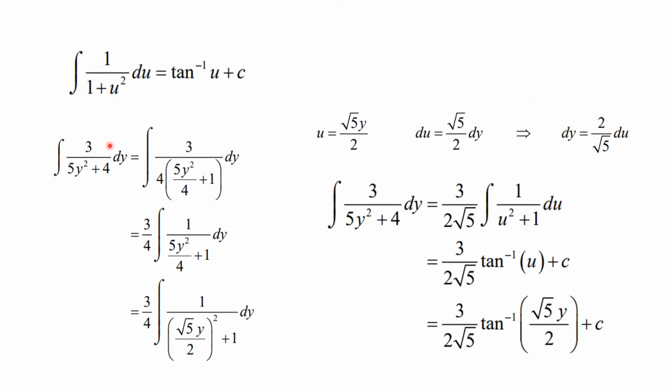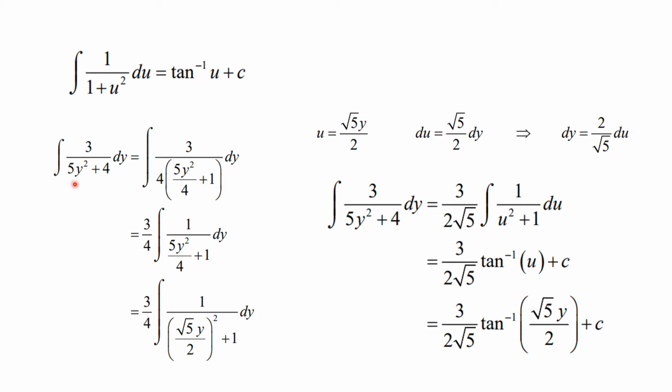This one is a little bit different. You had to recognize the pattern. You had to recall that the derivative of the arctangent of u is 1 over 1 plus u squared times du dx. So that means the integral form of that is the indefinite integral of 1 over 1 plus u squared du is equal to the arctangent of u plus c.